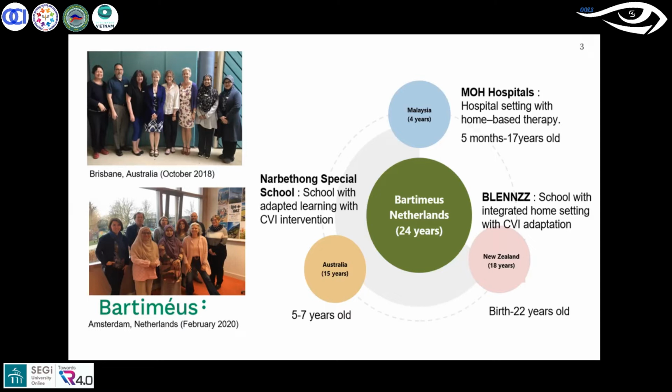So at the moment, we have children as young as 5 months to 17 years old. In the center there, if you see, it is the Bartimeus, which is located in the Netherlands. This institute has been running for almost 24 years. At Bartimeus, they have everything from school to diagnostics to home setting integration, and everything is included at Bartimeus.